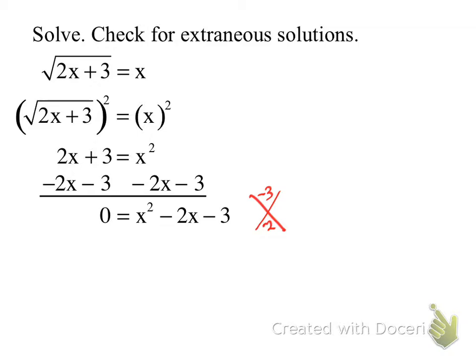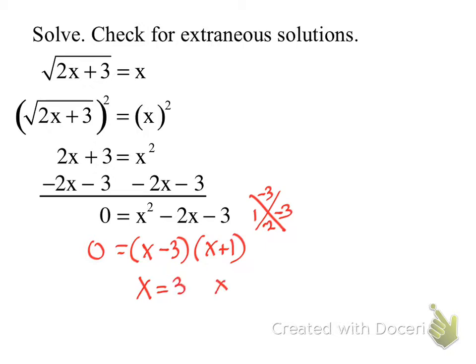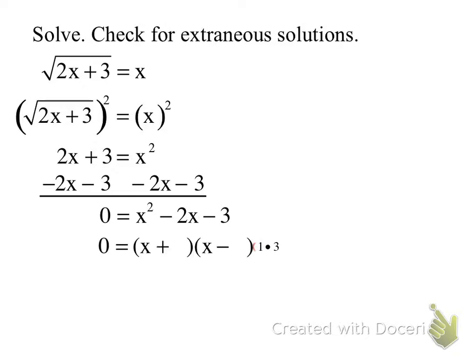0 equals x minus 3 times x plus 1. And it's the quantity of x minus 3 times the quantity of x plus 1 equals 0. Okay, and then what are my solutions? x equals 3 or negative 1. Good. Now we have to check for our extraneous solutions.